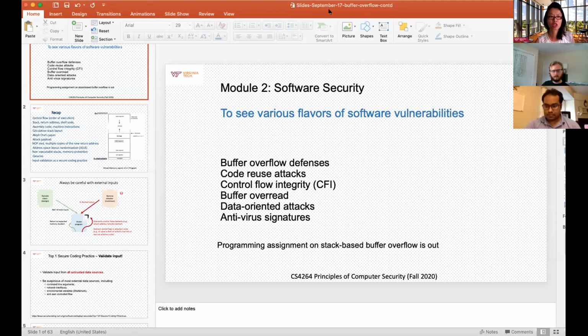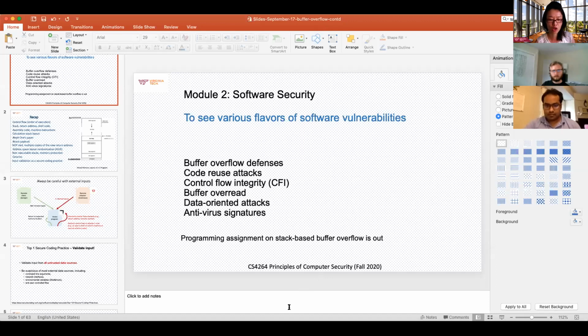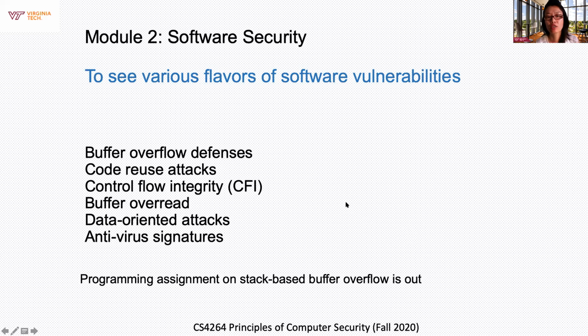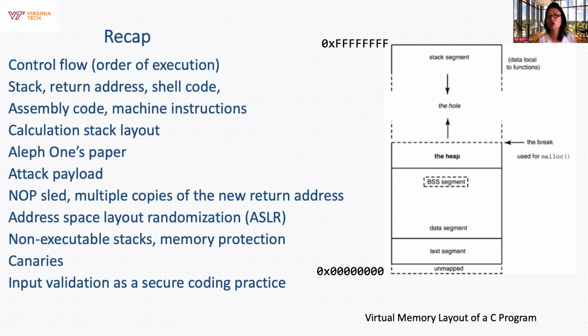All right, I'll go ahead and start the discussion. We want to continue the discussion of buffer overflow, and today we want to see a couple more flavors of software vulnerabilities: integer overflow, data-oriented attacks, and code reuse attacks. As you all know, if you know the attack, it's easier to defend against it. So part of this exercise is for you to get familiar with all kinds of different flavors of vulnerabilities.